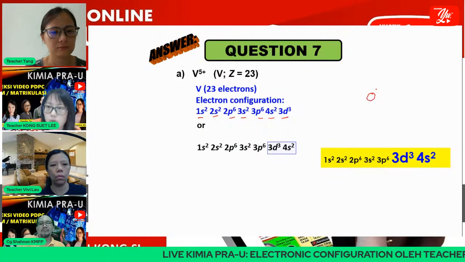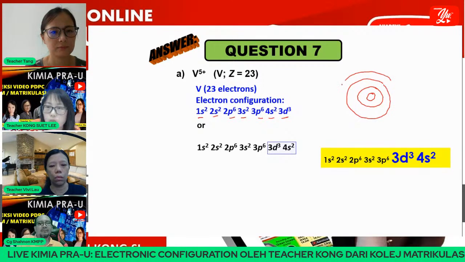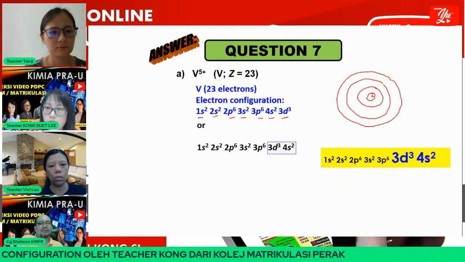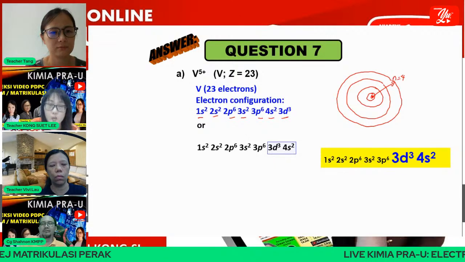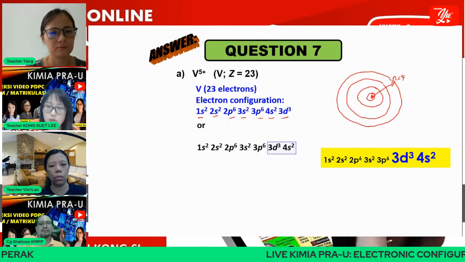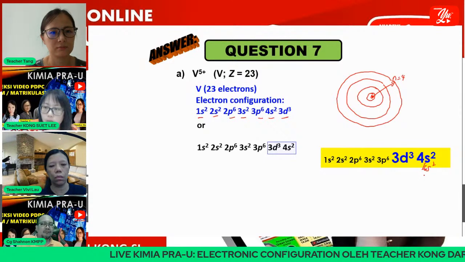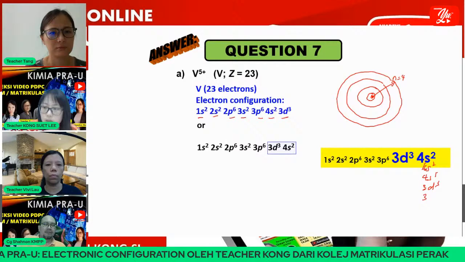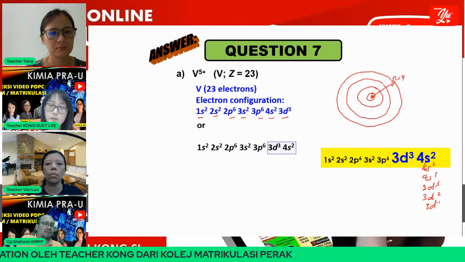So this one is n equal to 1, n equal to 2, n equal to 3, and n equal to 4. This one is the nucleus. The attraction of the nucleus to the valence electron, meaning the outermost one at n equal to 4, is the weakest. If I want to remove electrons, I will remove the first electron from 4s2, followed by 4s1. Then the third electron from 3d3, the fourth from 3d2, and the fifth from 3d1 to achieve octet.